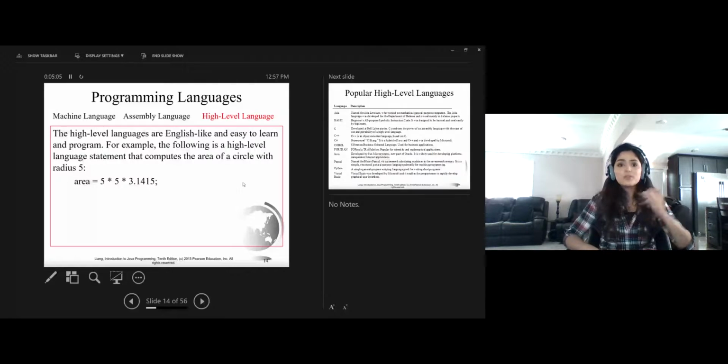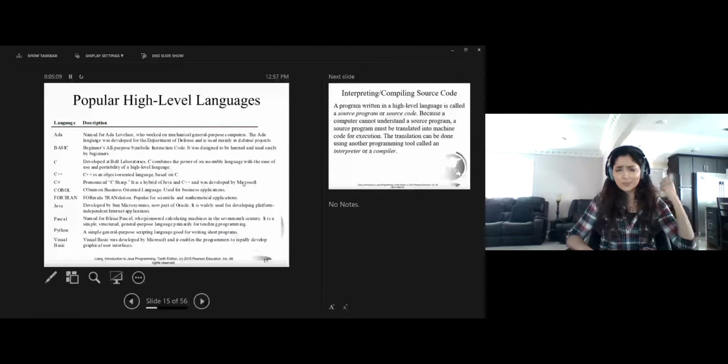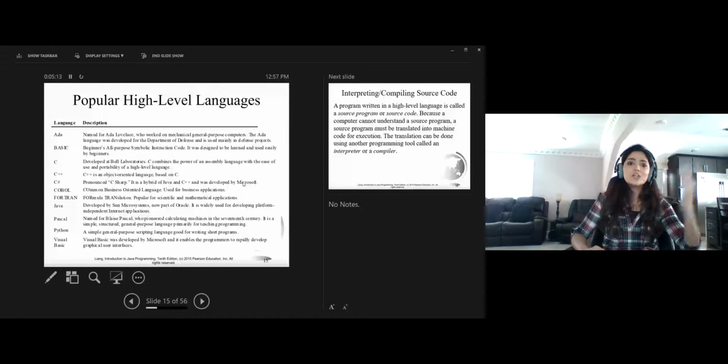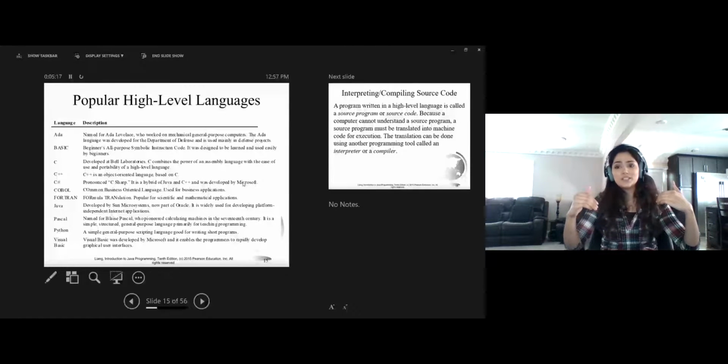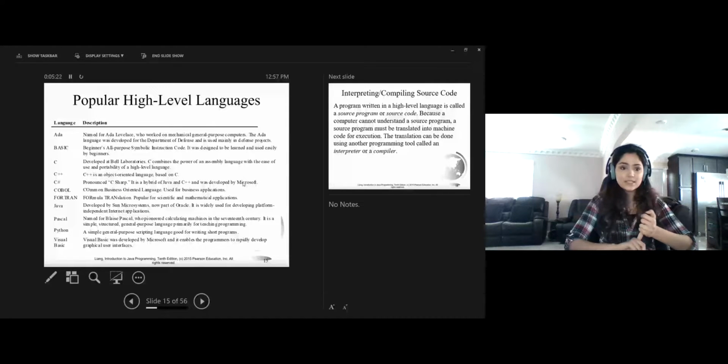So what interpreter and compiler do, I will explain to you in a little bit. These are some examples of high-level languages in the past. It's kind of a history of how we have evolved in the programming language scenario. We have Ada, Basic, C, C++, C Sharp, COBOL, Fortran, Java, Pascal, Python, Visual Basic. Most of you may be familiar with some of these languages, but we will discuss Java in this course.